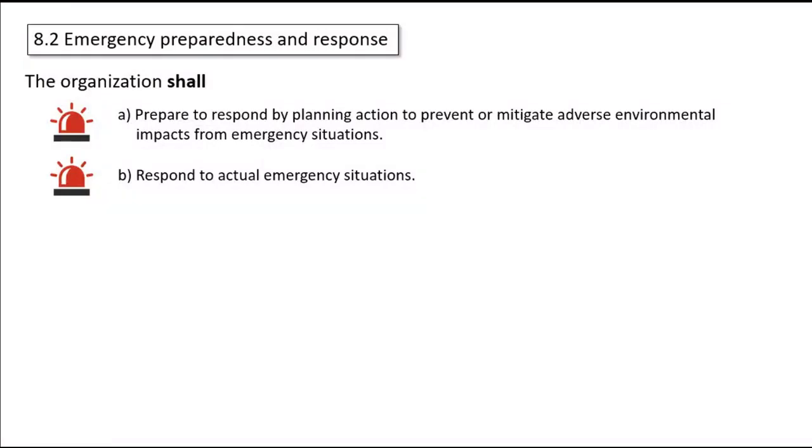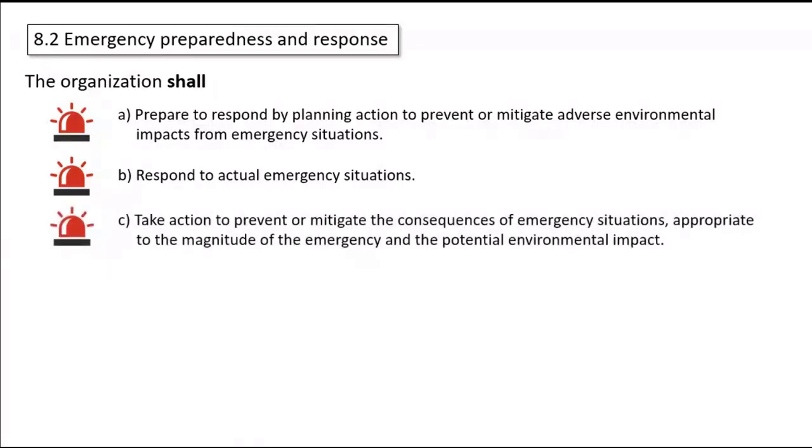Second, if the actual emergency happens, you need to respond. During the emergency, you must take action to prevent or mitigate any consequence of the emergency situation. And this action must be appropriate to the magnitude of the emergency and also to the magnitude of the potential environmental impact. For example, leakage or spillage of hazardous chemical.